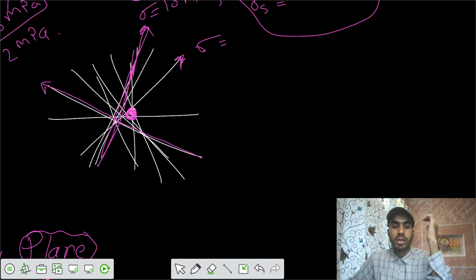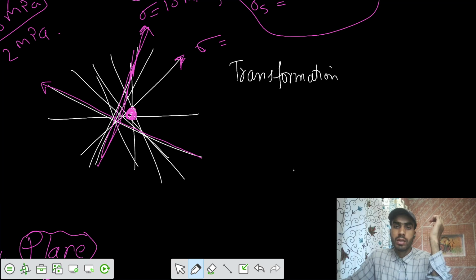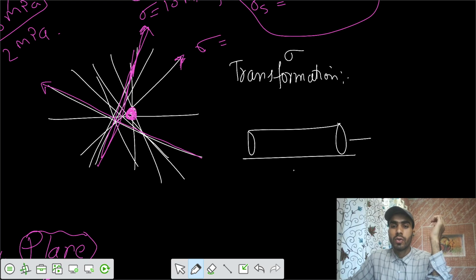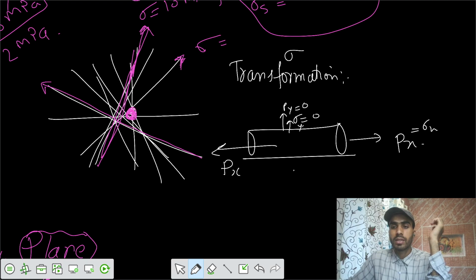So we can say your transformation of stress means, let's say you have a bar, and we're applying a horizontal tensile load of Px. In the vertical direction, we know stress would be 0 because you are not applying any load in the y direction. So we can say stress in y is 0, but stress in x is some value.